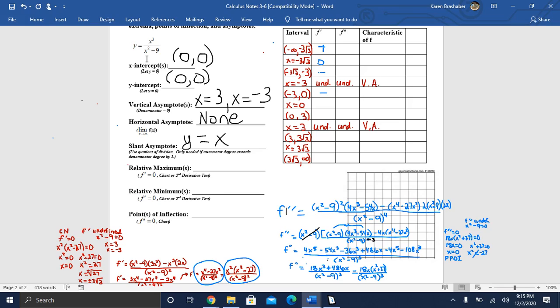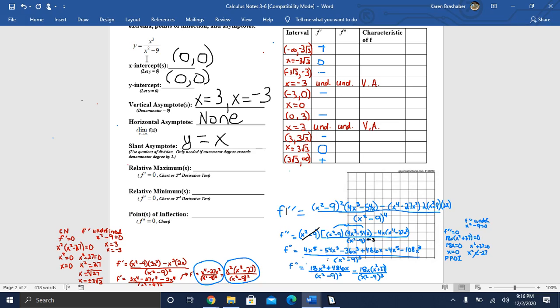At 0 to 3, I could use 1. Plugging 1 into the first derivative, I get a negative. I could use positive 4 for my next interval. I'm going to get a negative. At 3 square root 3, that was a critical number, and so the first derivative is a 0. And then from 3 square root 3 on to infinity, I could use a big number there, and I'll find out that my first derivative is positive. So I have f prime considered.